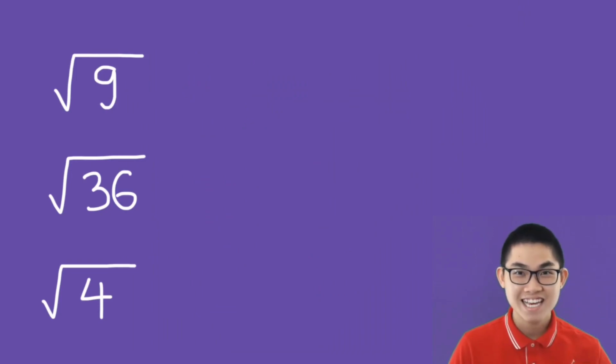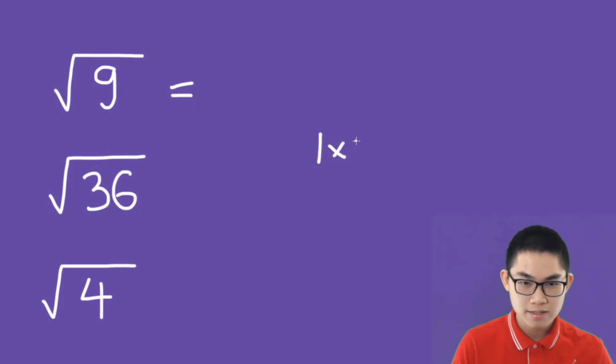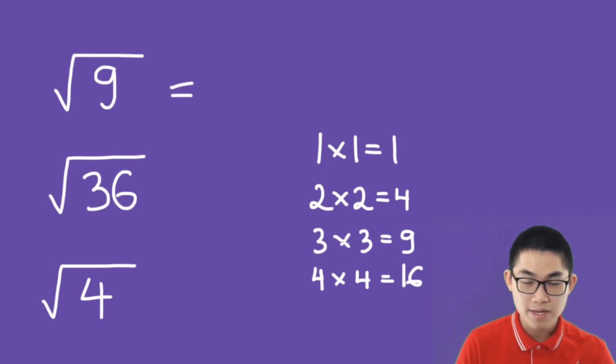Hi guys! In this video, I'm going to show you how to simplify square roots, and it's very easy. So here we have the square root of 9. The way to solve it is you want to find the number that when multiplied by itself gives you 9. You know 1 times 1 will give you 1, 2 times 2 will give you 4, 3 times 3 gives you 9, 4 times 4 gives you 16, and so on. So here we have 9, and we know the answer is 3, because 3 times 3 will give you 9.